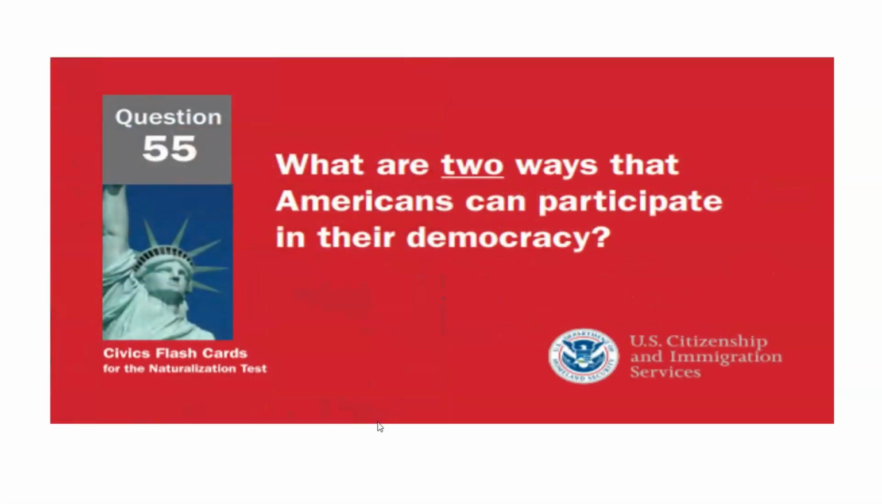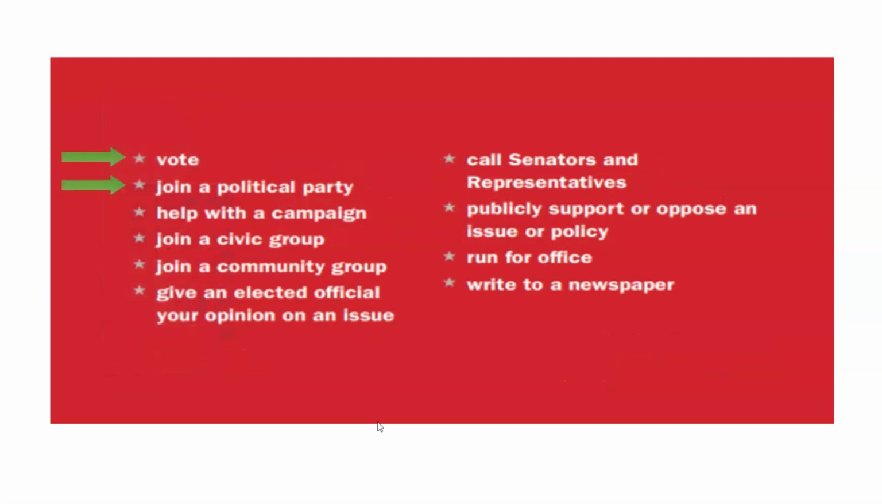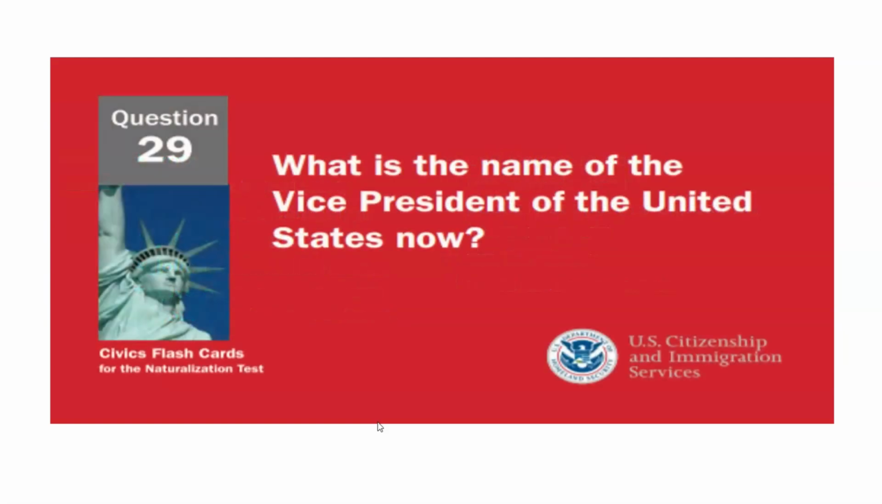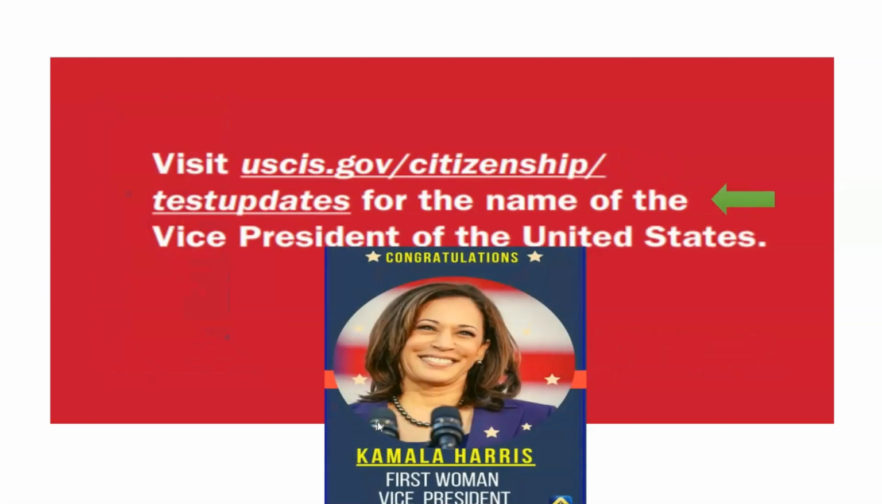What are two ways that Americans can participate in their democracy? Vote and join a political party. What is the name of the Vice President of the United States now? Kamala Harris.